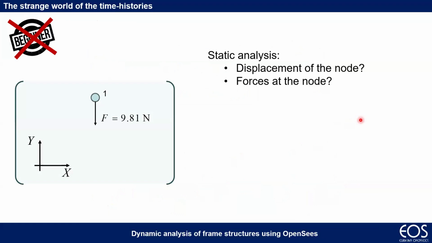I have this problem here. Okay. I have one node. Just one node. I have a force in a global coordinate system like that. No beam, no restraint, no shell, no quad, no nothing. Just one node. No restraints. And I'm asking you, what's the displacement on the node? What's the force on the node? Come on. What's the displacement on node 1? Louder. Come on. What's the displacement?